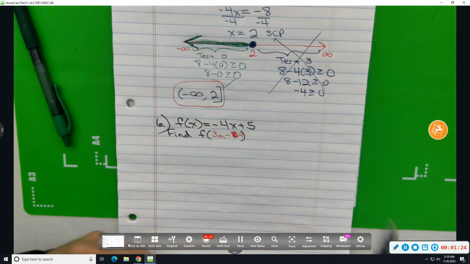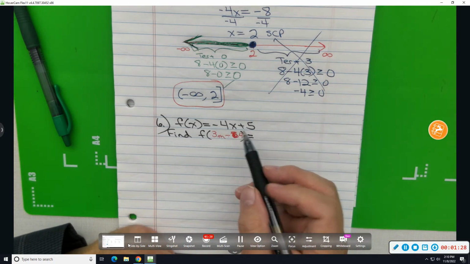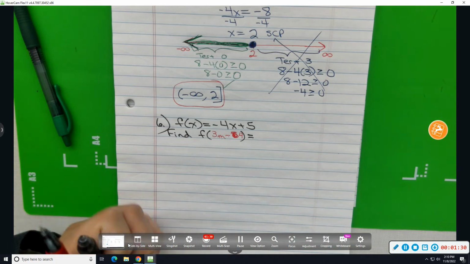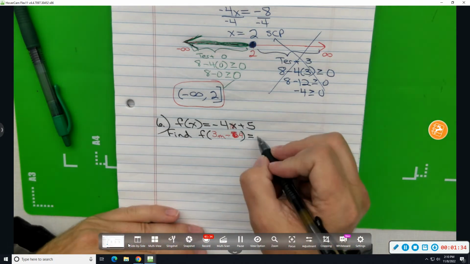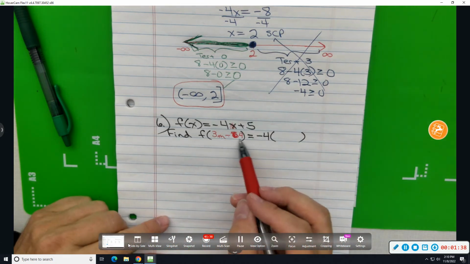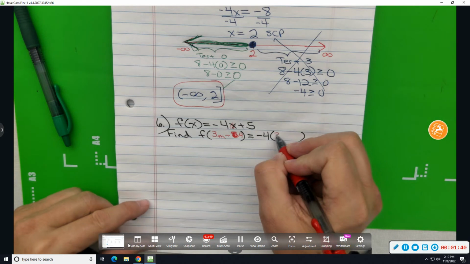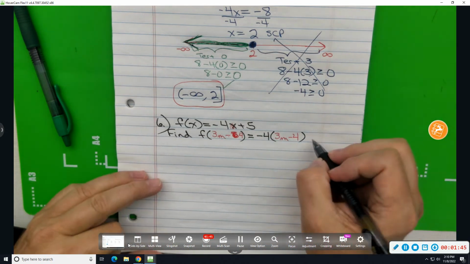So we know how function notation works. That says go to your function f, and wherever you see a variable, you're going to replace it with that red 3m minus 4, and we have a plus 5.